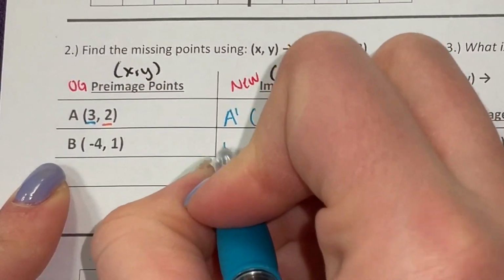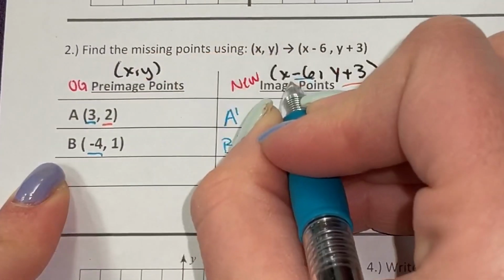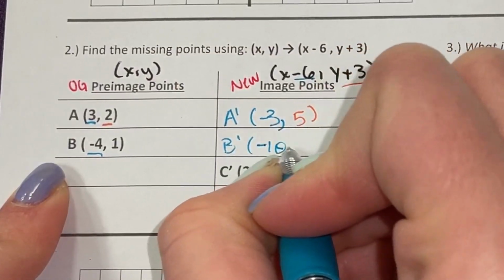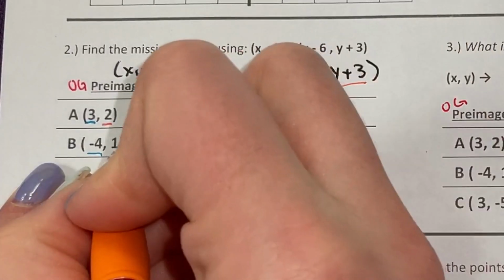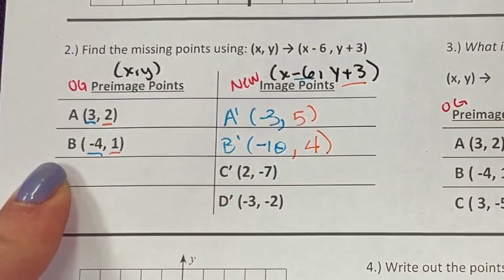When I go to B prime, I'm going to do the same thing. I'm going to do -4 minus 6, which gives me -10. And then I'm going to do 1 plus 3, which gives me 4.